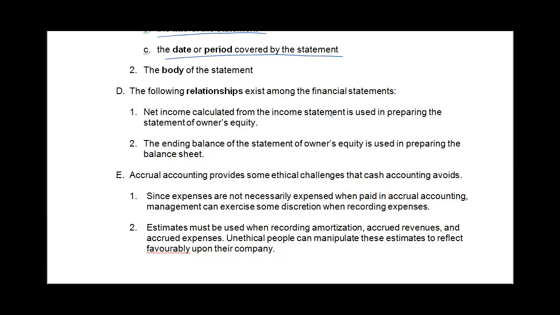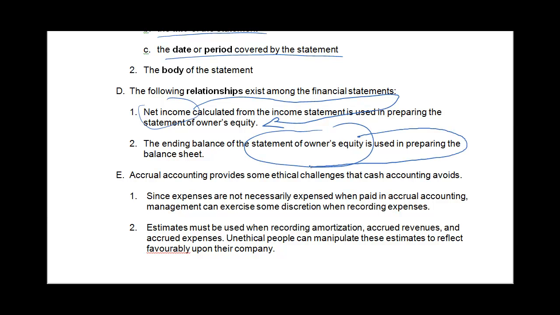Now, we do need to go over again that the income statement is done first, right? The net income from the income statement feeds into the statement of owner's equity, which feeds into the balance sheet. So that's why we do them in that order: income statement, statement of owner's equity, and then the balance sheet.